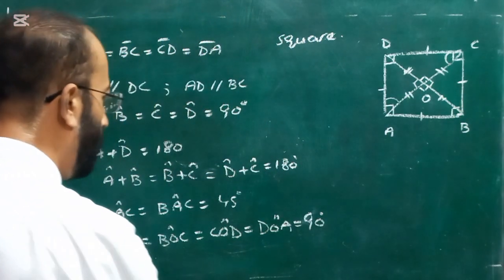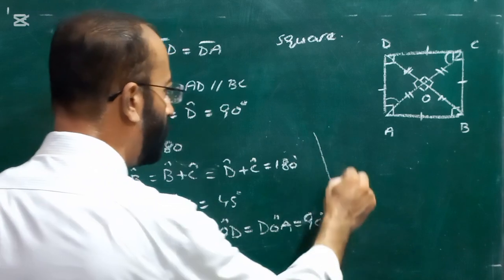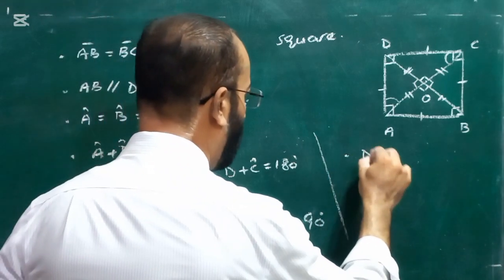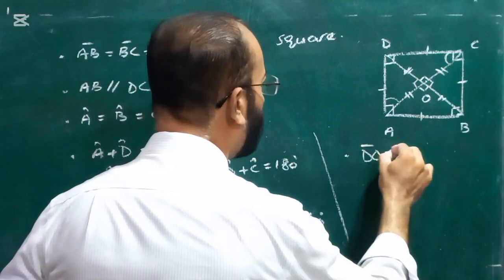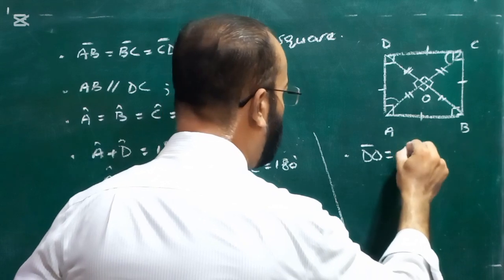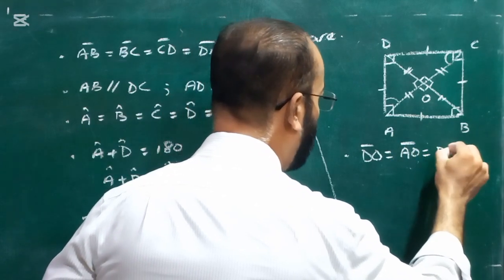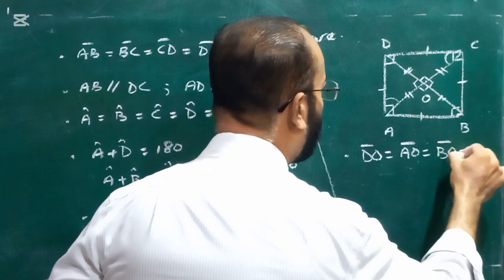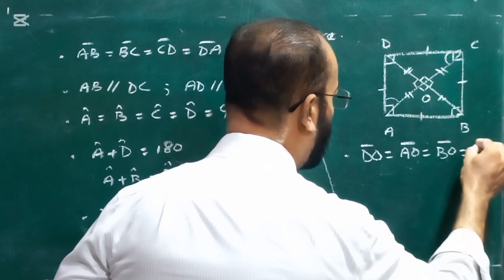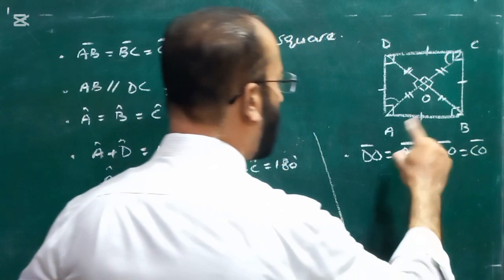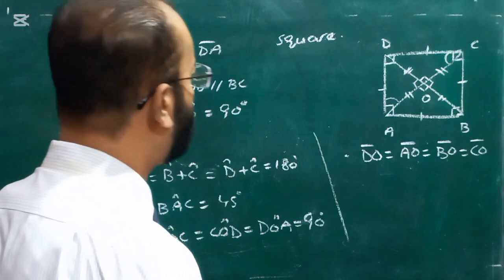So all sides become equal. The next property: DO, AO, BO, and CO, all are equal.